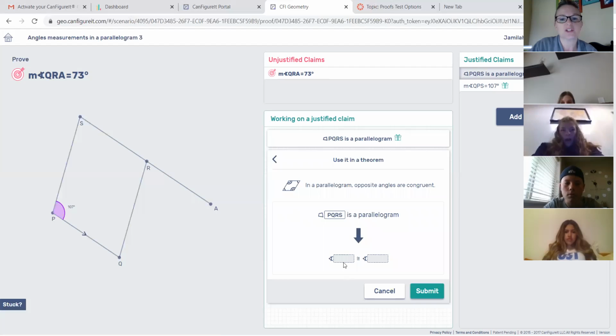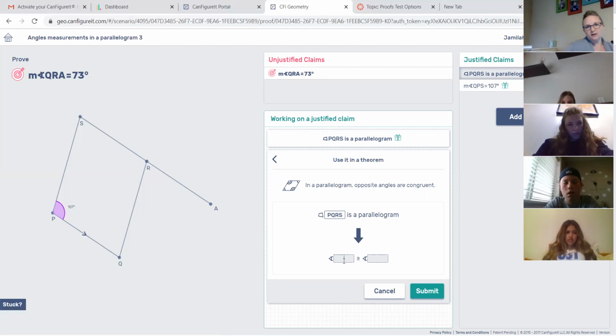Which angle do we want to be congruent? Somebody unmute yourself. What two angles do we want to show? Do I want to show that P is congruent to R, or do I want to show that Q is congruent to S? Which one will help us the most in this proof?